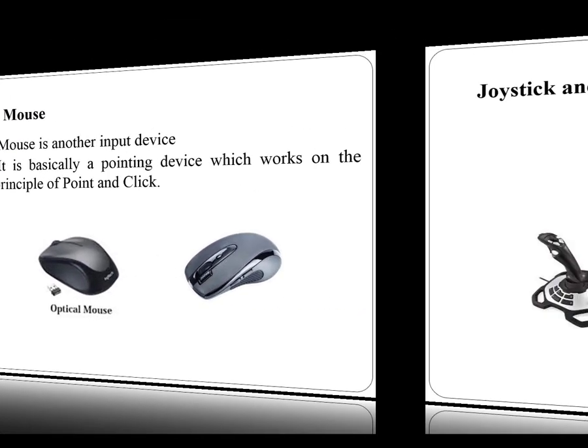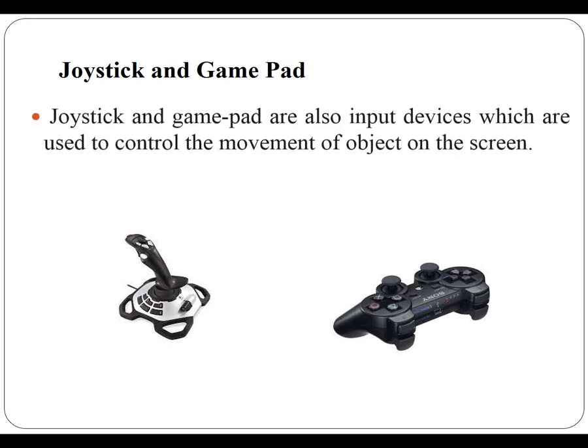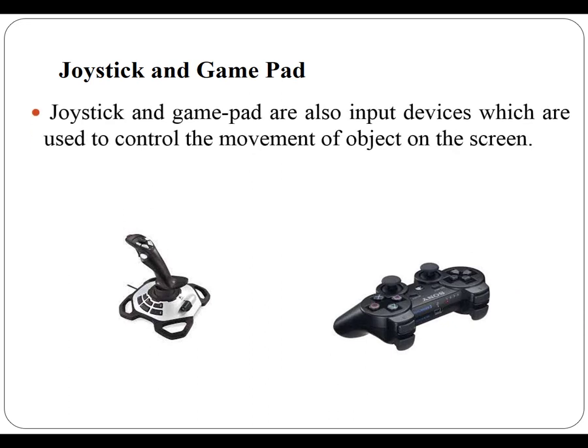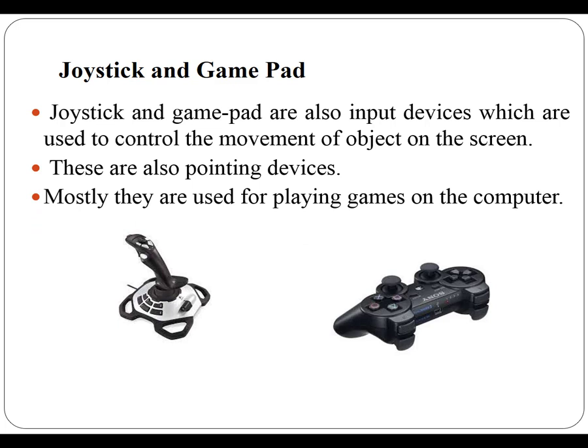The another input devices are joystick and gamepad. Joystick and gamepad are also input devices which are used to control the movement of object on the screen. Just like mouse, these are also pointing device. Mostly they are used for playing game on computer system. The joystick have a vertical stick with a trackball at the bottom. A gamepad is a type of game controller held in two hands where the fingers, especially thumbs, are used to provide input by pressing buttons on it. It is also known as a control pad.